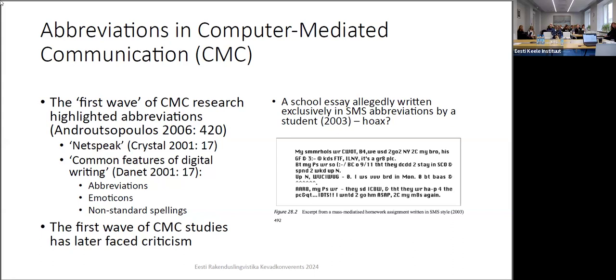In later CMC, this has been criticized, because, as we know, the internet is a lot of things. It's not just one simple monolithic NetSpeak. But around that time, there were also things like a meme, except it was before social media. People would email each other this text, which is allegedly a school essay written exclusively in SMS abbreviation. Around 2003, it was mailed around. And the people who have looked at it now think it was probably a hoax, or someone just made up the whole thing, which is shocking. Like, how can someone post something on the internet which is not true?